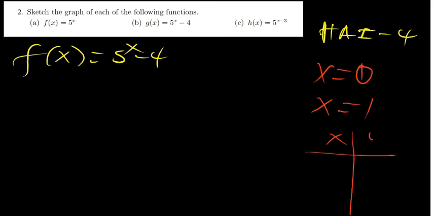So I have x, y. If I put 0, this 5^0 is going to be 1. Now, we have negative 4 here. 1 minus 4 is negative 3. So if x is 0, y is going to be negative 3. Let's put 1. If I put 1 where there is x, it's going to be 5 to the power 1, which gives us 5. 5 minus 4 gives us 1. So if I put 1, y is 1. So here is going to be my graph.